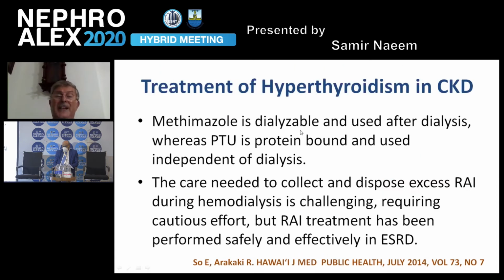What about treatment of hyperthyroidism in chronic kidney disease? So you've got a patient with hyperthyroidism, and he is particularly on dialysis. It is a very important clinical tip that we can use antithyroid drugs in patients on dialysis. But if you use carbimazole or methimazole, it is better to use it after the session of dialysis, while propylthiouracil, which is protein bound, can be used independent of dialysis. This is an important clinical tip for clinicians treating hyperthyroidism in CKD patients.